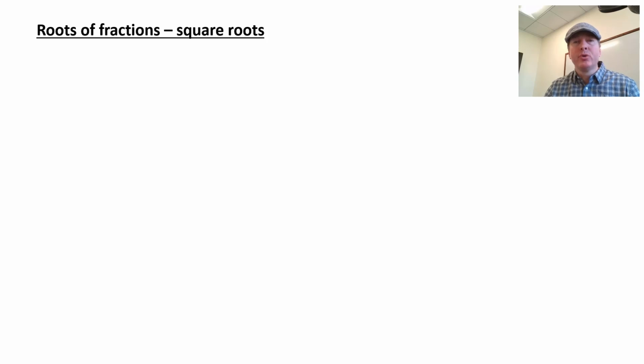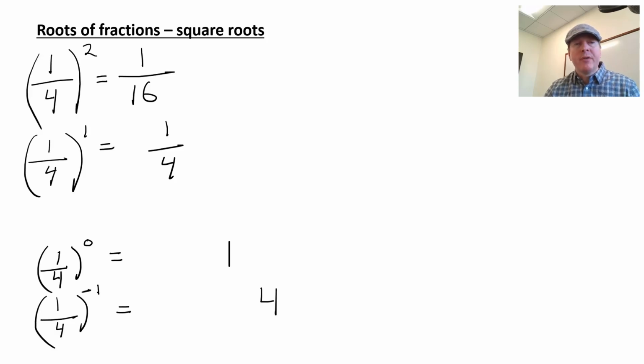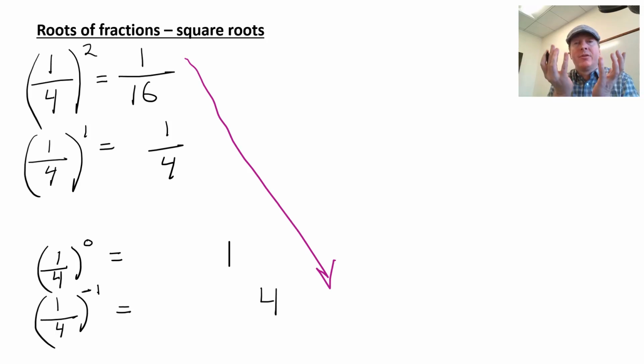Let's talk about the square roots of fractions. Here I've written out a fraction raised to different exponents, and you see that if it's a fraction raised to a positive exponent, the number gets smaller, not bigger. And so you can see the way I've written this. If you make the exponent a smaller number, the fraction, when raised to an exponent, gets bigger, not smaller. So I wrote 1/4 to the 1 is simply 1/4.